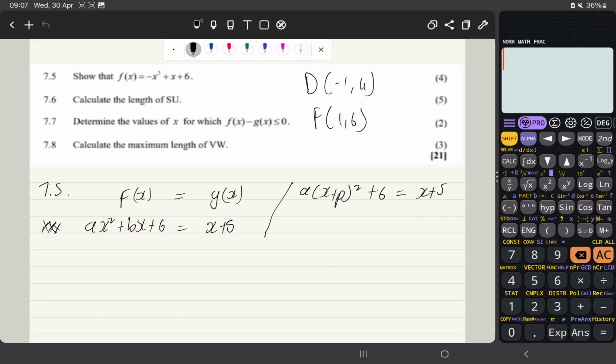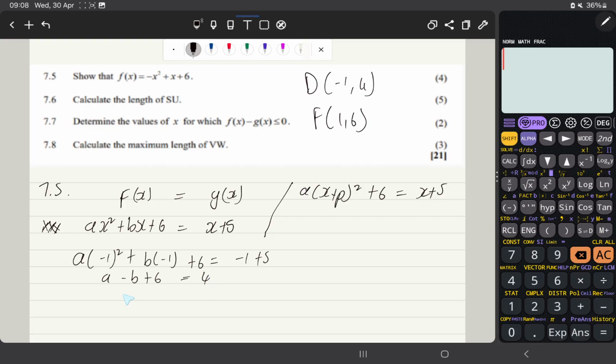So I'm gonna use d first. If I use d for x values, I have -1. So I would say a into -1 squared plus b into -1 plus 6 is equal to -1 plus 5. That's the first thing, which is just a minus b plus 6 is equal to 4, right?